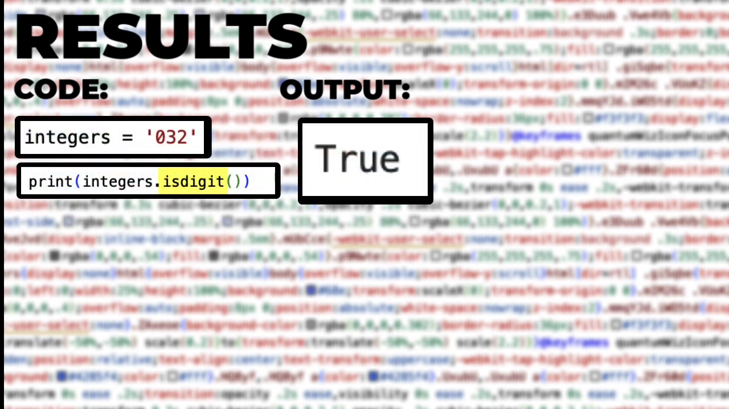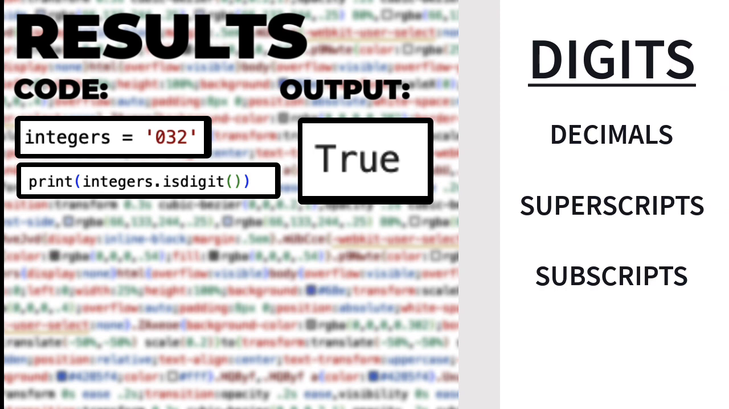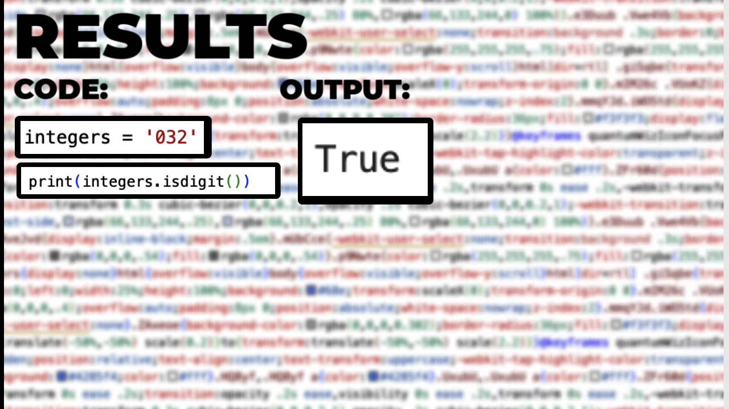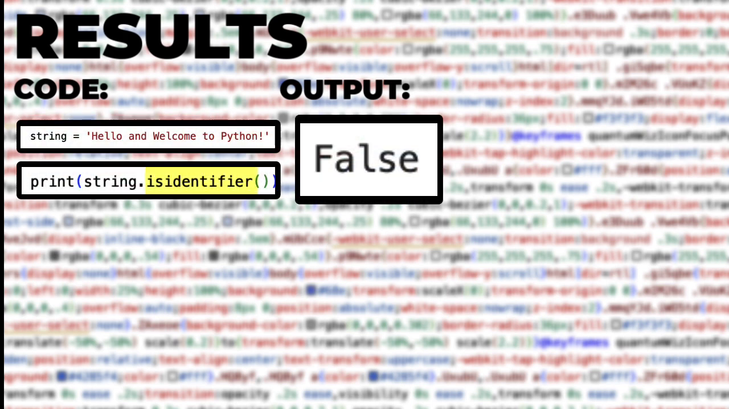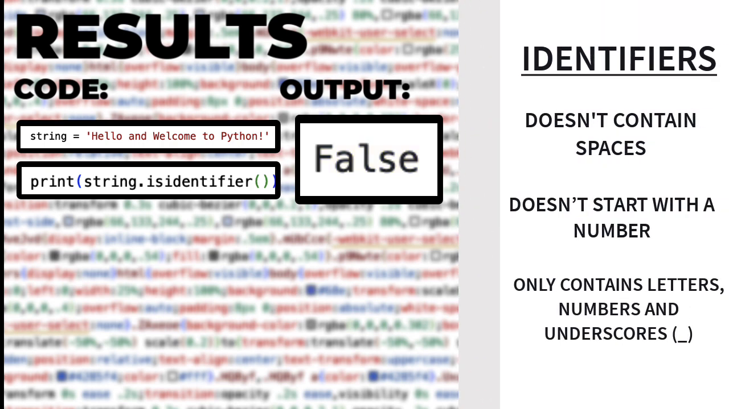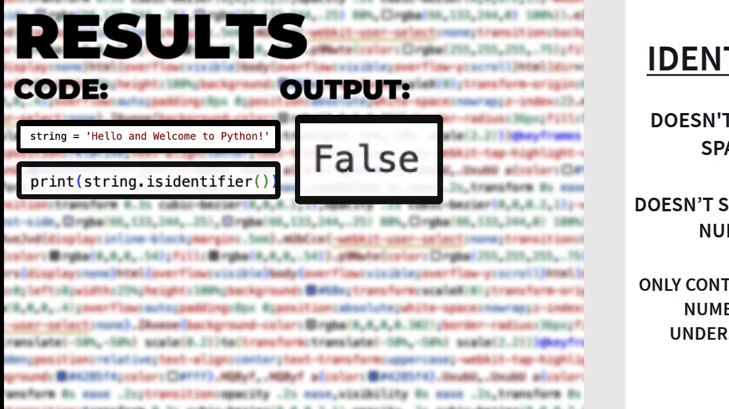Next up we have isdigit. This returns true if all the values in the string are digits. So this means they are either decimals, superscripts or subscripts. So for this example, it returns true since all our values in the string are decimals. Next we have isidentifier. It will return true if the string is an identifier. My example shows false, but the rules for an identifier are that it doesn't contain spaces, it doesn't start with a number, and it is made of only letters, numbers and underscores.